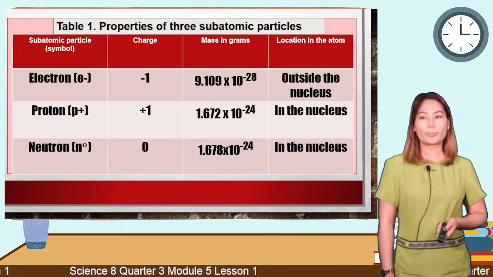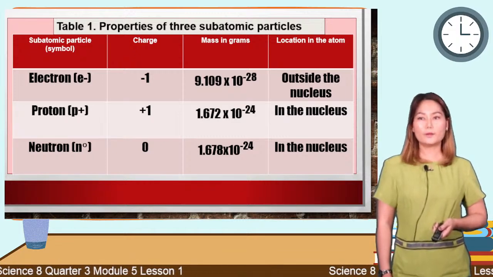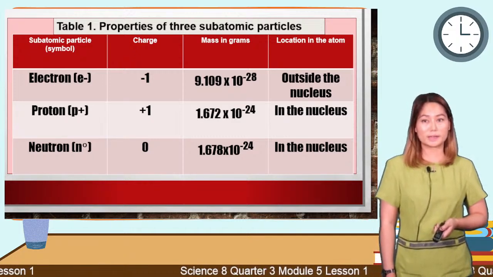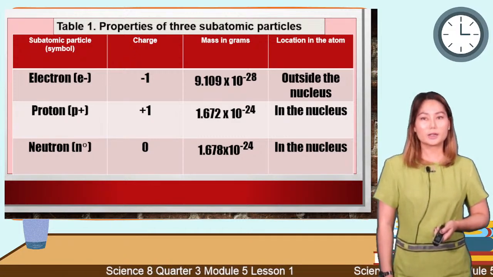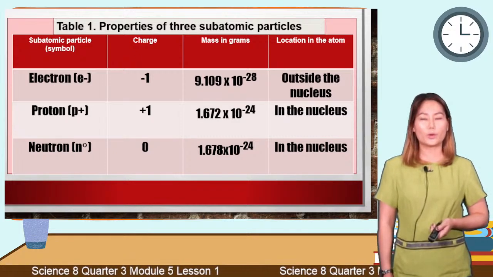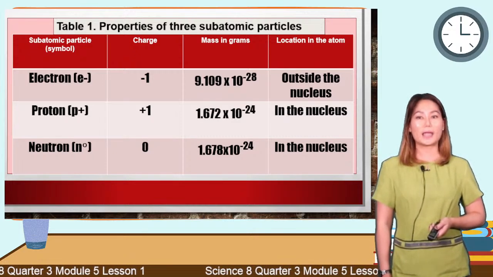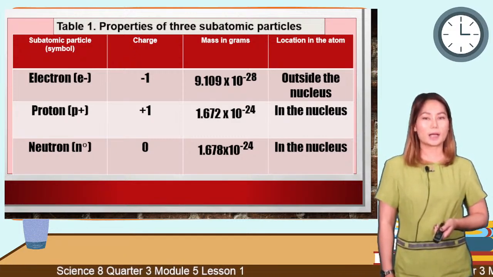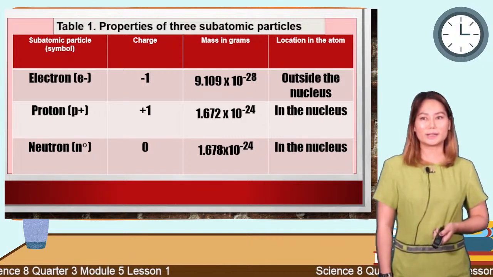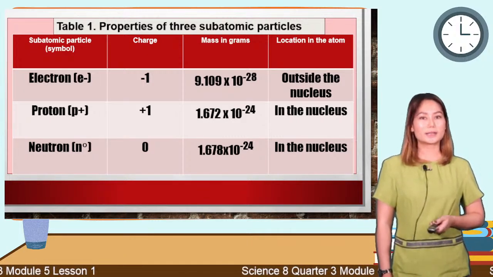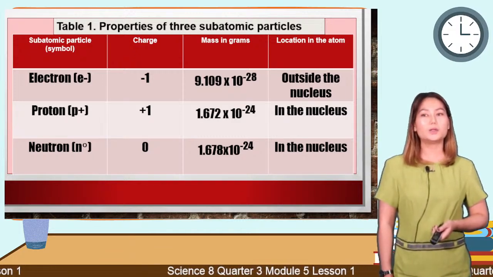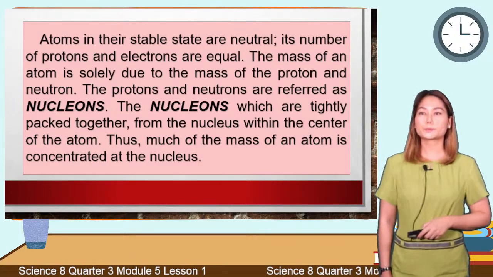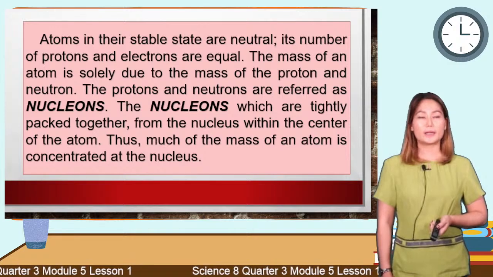And the last one, we have the neutron. The symbol of the neutron is n0. Of course, the charge is 0 because it has no charge. The mass in grams of the neutron is 1.678 by 10 raised to the negative 24. And the location in the atom is inside the nucleus. So take note, learners, that the electron is located outside the nucleus, while the proton and neutron are located inside the nucleus.